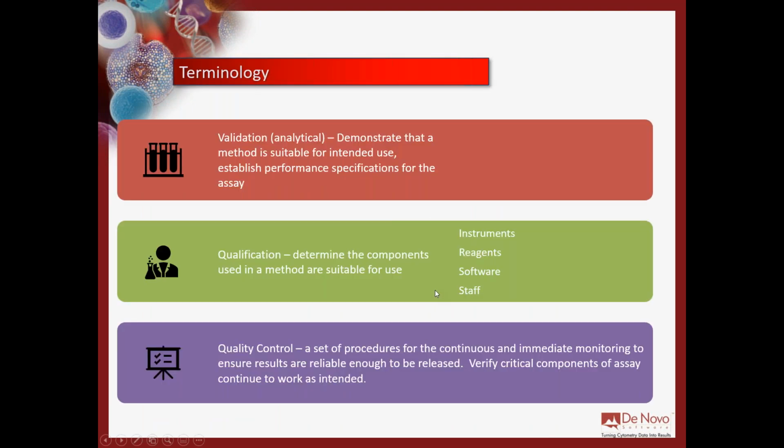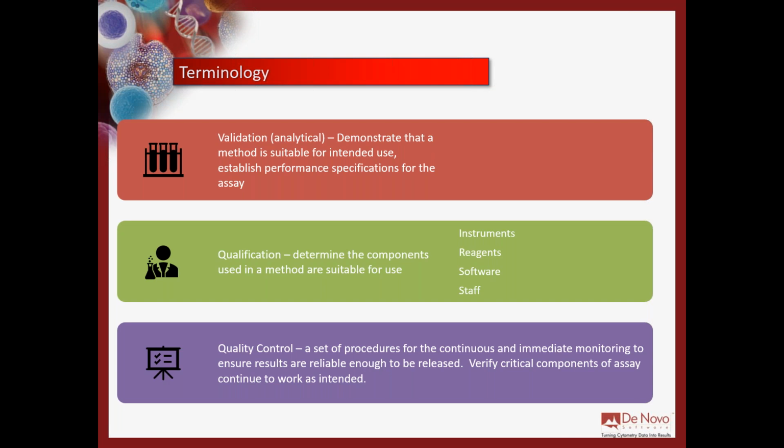Okay. So some terminology before we start. Assays in your clinical lab need to be validated. You need to demonstrate that that method is suitable for intended use, and you need to establish performance specifications for the assay itself. The components of the assay need to be qualified. There's a qualification phase, and you have to determine whether the components that you're going to use in your method are suitable for use in this particular assay.